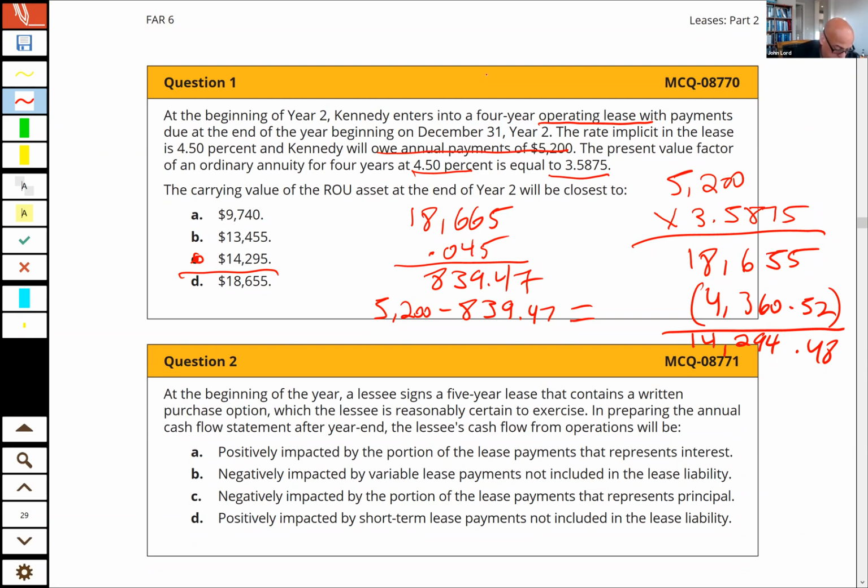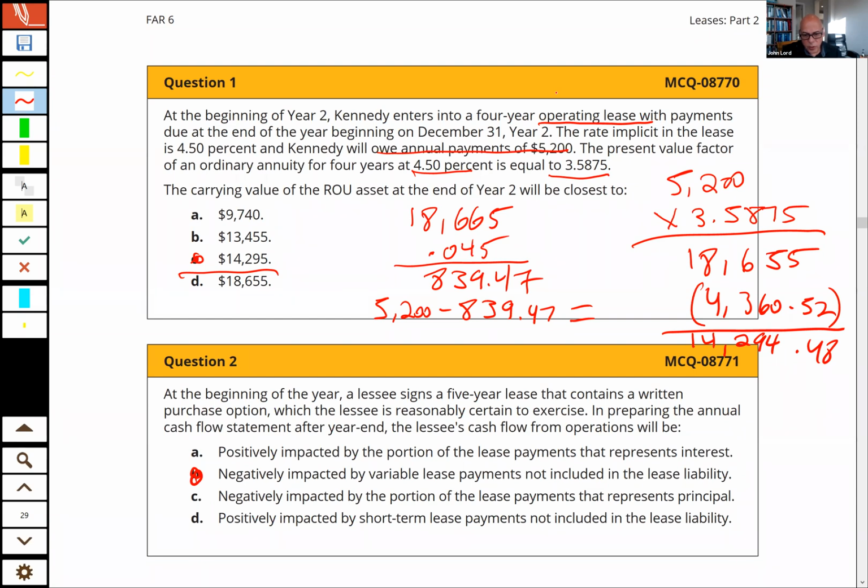Okay, let's go ahead and take a look at this one. And we have a flashcard on this, and it looks like most of you maybe looked back at that table or remembered what I asked you to flashcard here. The answer here is B, but let's just take a look at how we would have approached this question. Let's say we couldn't remember the flashcard, okay? And so you take a look and they say at the beginning of the lease, sign a 5-year lease with a written purchase option. So we've got a finance lease, and the lease is reasonably certain to exercise.